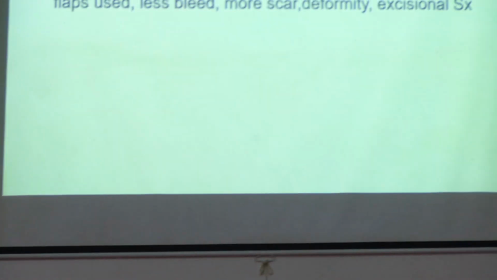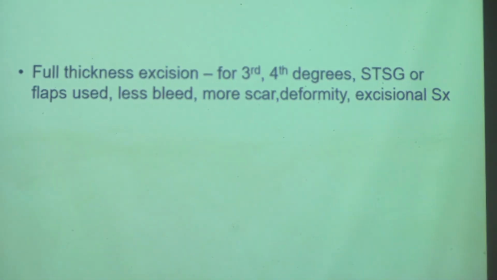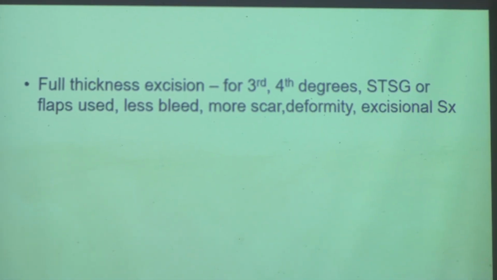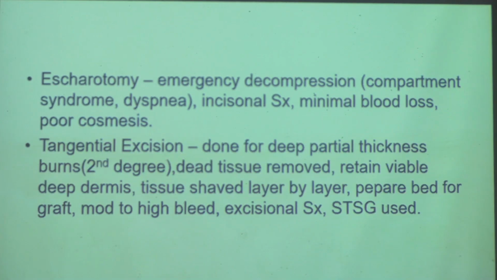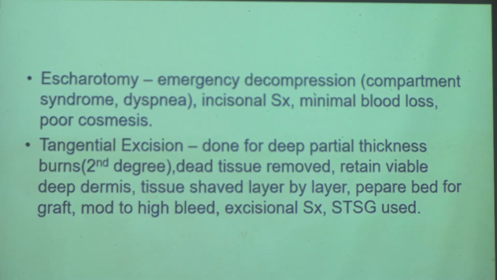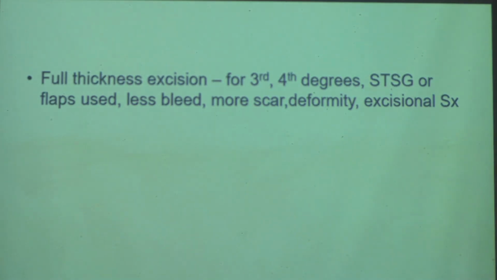So this is excisional surgery. Excision means you cut and you remove. If you see escarotomy, we don't remove anything from here. We just make an incision. We decompress. So that is called an incisional surgery. But tangential excision and full thickness excision, we cut and remove the burnt area. So these two are excisional procedures.